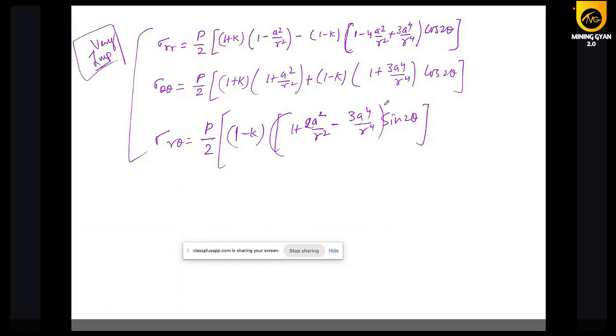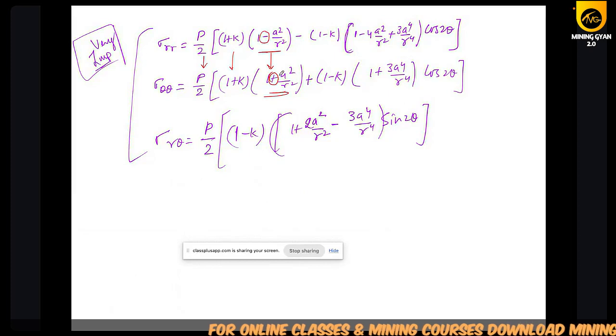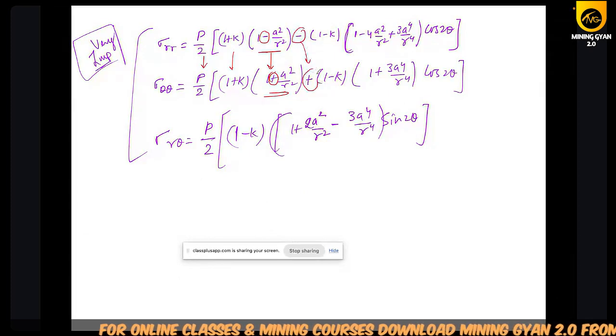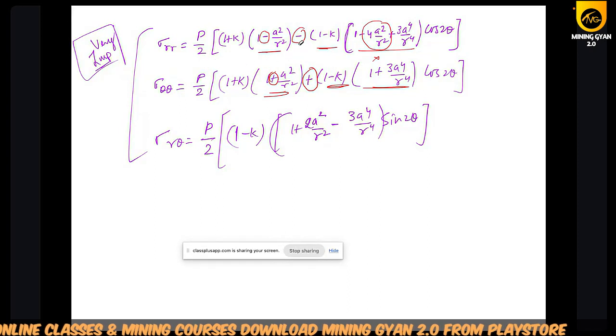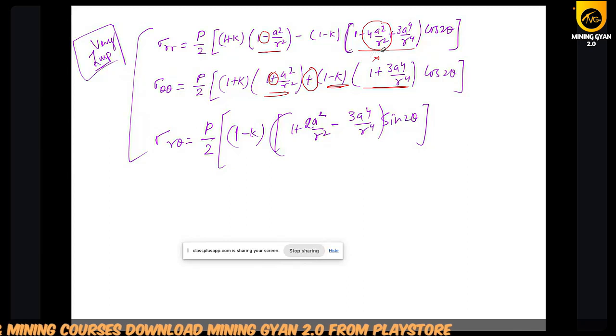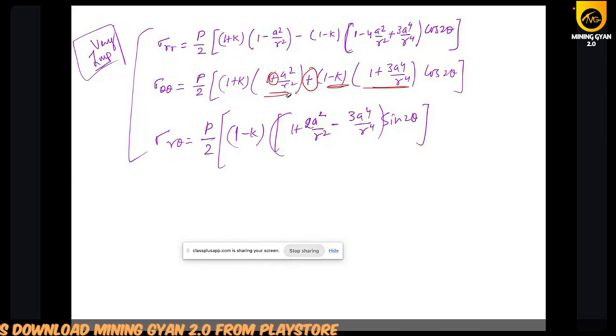So how can you remember them? Sigma rr and sigma theta are similar, with some differences: where here it is minus, there it will be plus, otherwise they are similar. Here also the sign is different, other values are the same. In the formula for sigma rr one extra value is coming, but for sigma theta you don't need this one. Like that, you can correlate both terms and try to remember both formulas.